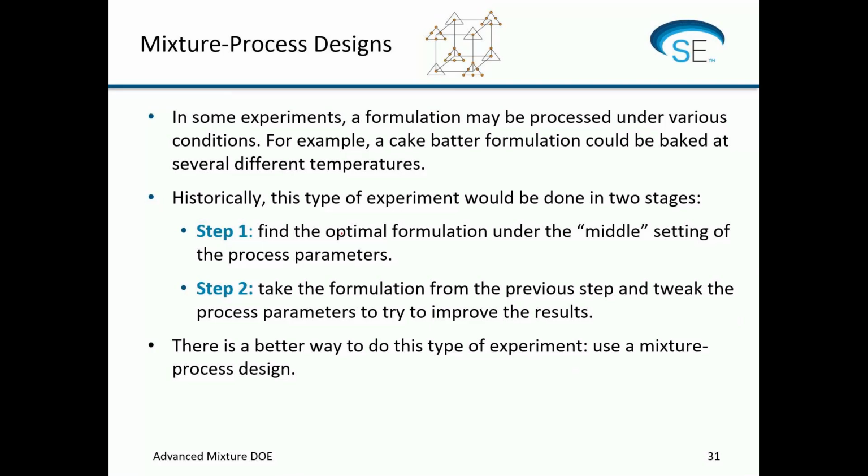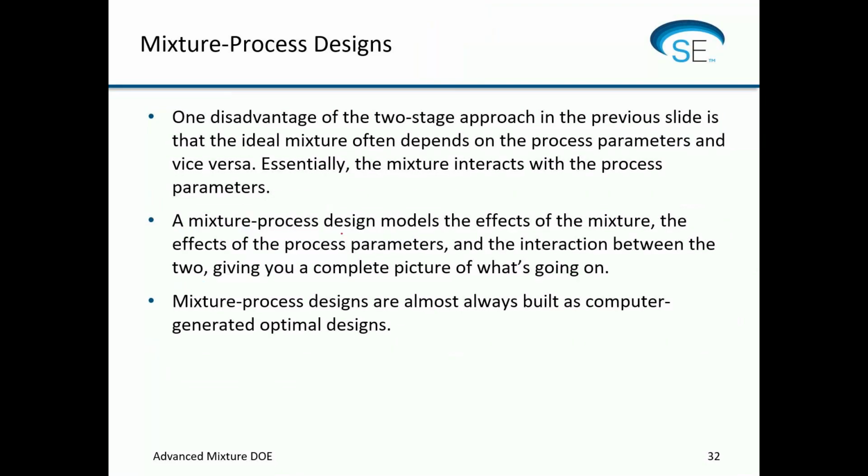Now, there is a better way to do this type of experiment, which is why we have this category of designs now, which is a mixture process design. One disadvantage of the two-stage approach that I mentioned in the previous slide is that the ideal mixture is often going to depend on where the process parameters are. So really you have this interaction between the formulation and the process parameters. A formulation that is ideal at high temperatures might do awful at lower temperatures and so on. Based on where your process factors are, that's going to affect what the formulation is and vice versa.